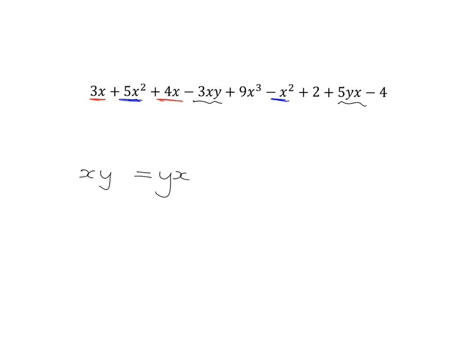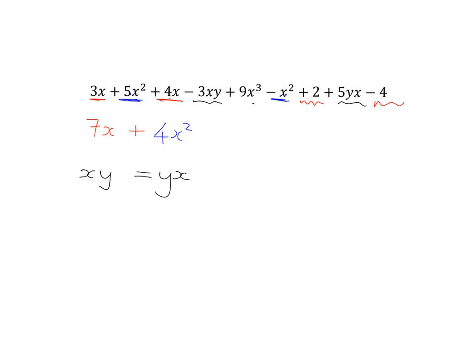All right, next one along, this 9x cubed. I'm looking for anything that's got an x cubed in it. There's nothing else that's got an x cubed in it, so that one doesn't have any friends. And then let's have a look at the plain old numbers. A like term for a plain old number will be another plain old number, so those two are like terms. So when I'm simplifying now, I can combine like terms. 3x plus 4x gives me 7x. Then I have to combine these ones here. 5x squared minus x squared gives me 4x squared.